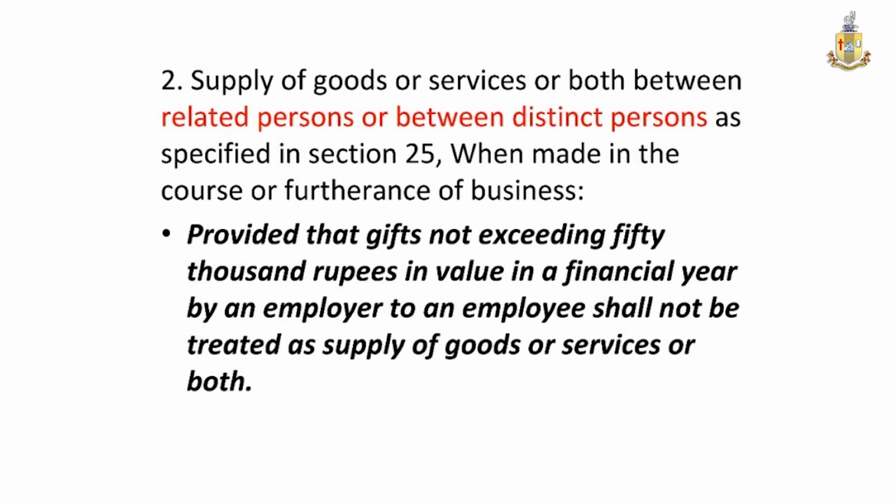The next point they are telling us is the supply of goods or services or both between related persons and distinct persons. When a transaction happens, whether it is goods or services, between related persons or distinct persons, then even without consideration we will call it a supply. Here you will have one doubt: who is a related person and who is a distinct person?